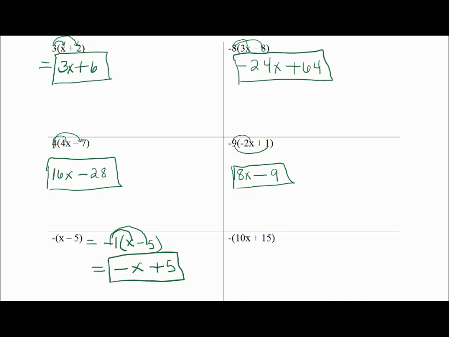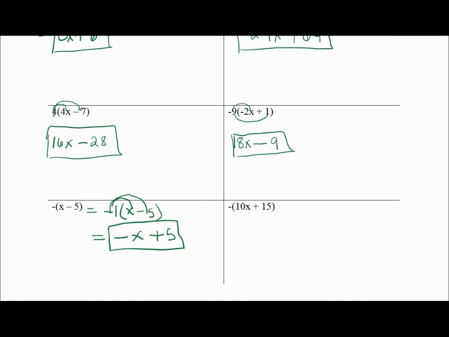And then the last one, I have this negative outside, and remember, if it helps you to rewrite it as negative 1 times 10x plus 15, do so, or you don't need to. So I'm distributing this negative throughout. Negative times 10x gives me a negative 10x. And then the negative times a positive 15 gives me a negative 15. And that's my final answer.